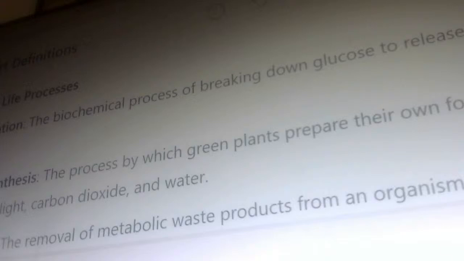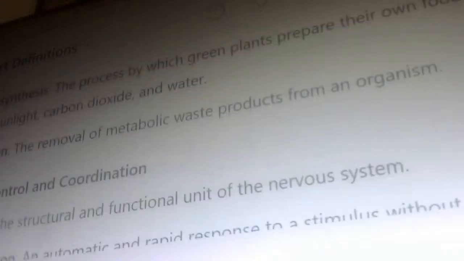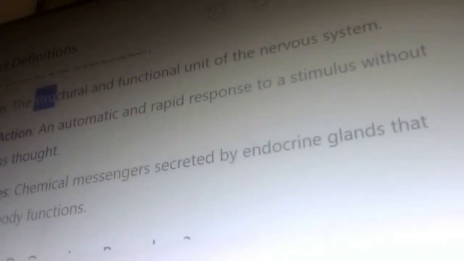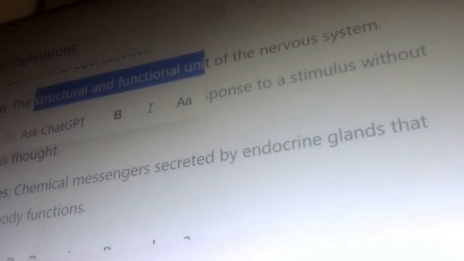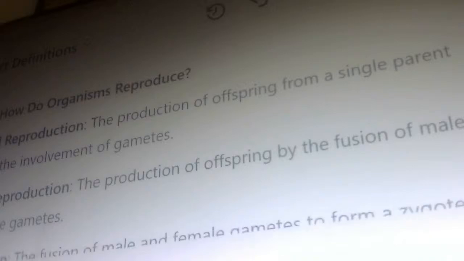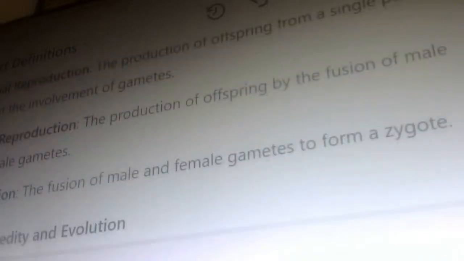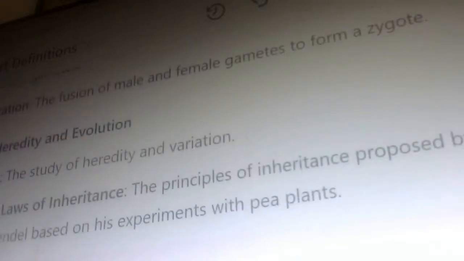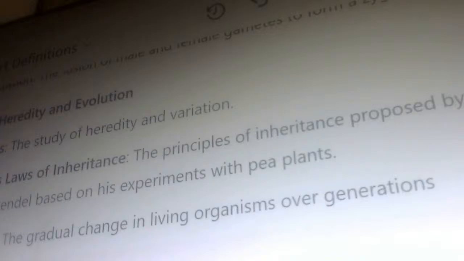Biochemical processes: respiration, the breakdown of glucose to get energy; photosynthesis within plants, making food; excretion, removal of metabolic waste from an organism. Neuron, the structural and functional unit. Reflex action, automatic and rapid response. Hormones, chemical messengers from endocrine glands that regulate body functions. Reproduction: parents, gametes, fusion of male and female gametes, zygote, embryo, and then fetus. Genetics, the study of heredity and variation.